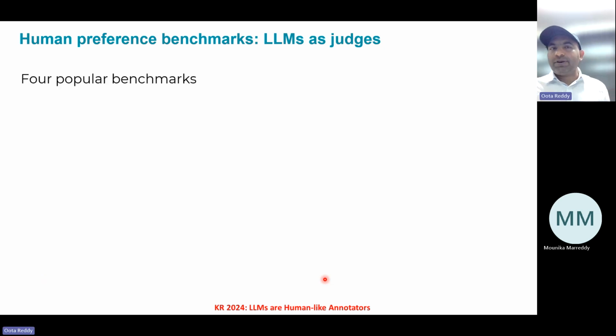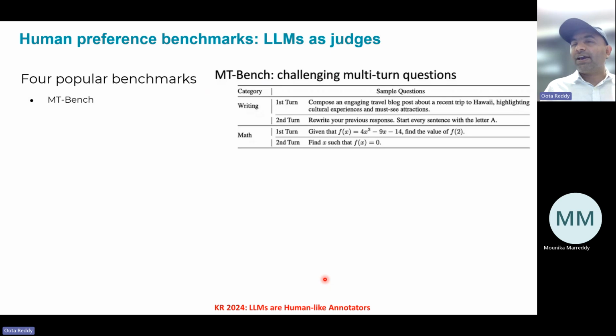So there are 4 popular human preference benchmarks. One is MT bench, which I already discussed before the coffee break. In MT bench, multiple users are talking with the LLM, and the LLM has to judge which user response is better. MT bench has challenging multi-turn questions.